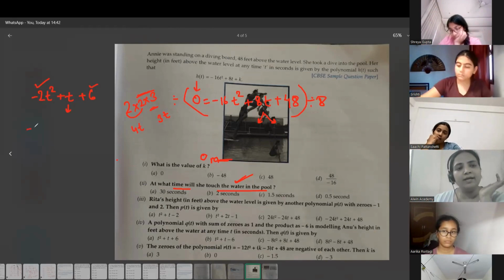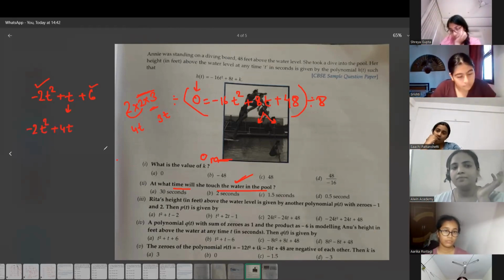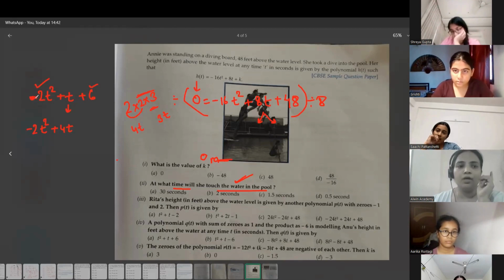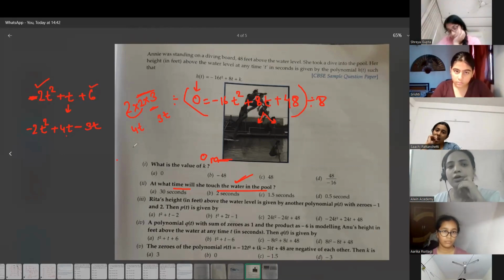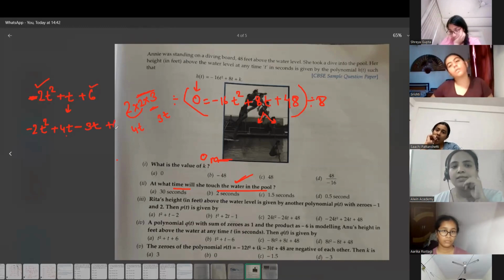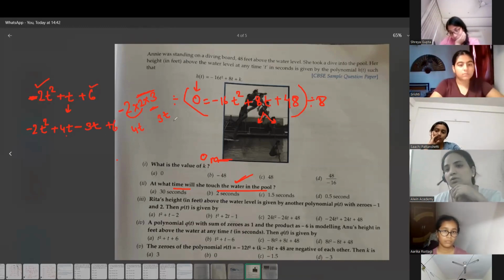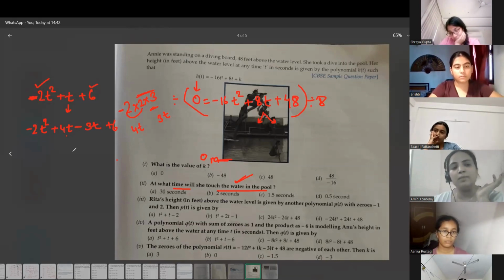So how will I write it here? Minus 2t square plus 4t. Also, there is a negative sign here. This is this negative sign also. So if this negative is there, this is plus 4t and then minus 3t. Clear or not everyone? And then plus 6. Because this is not 6 actually, this is negative 6, no? Clear, no? So 1 plus, 1 minus.